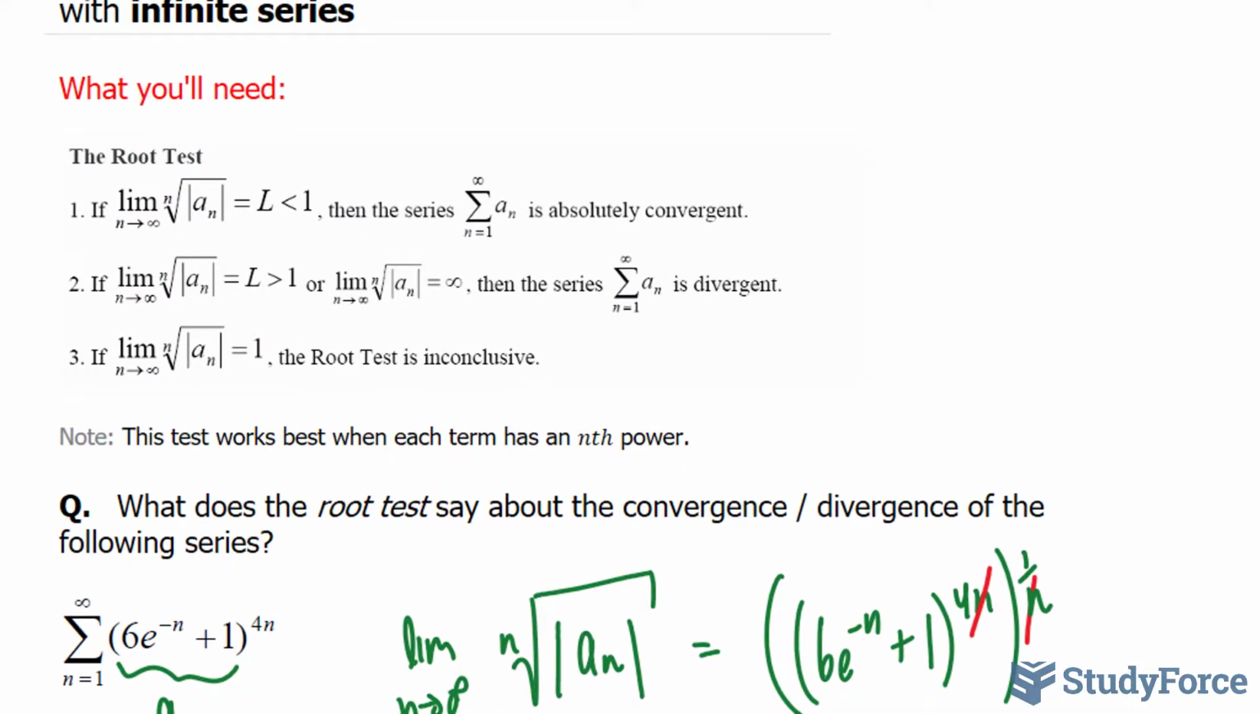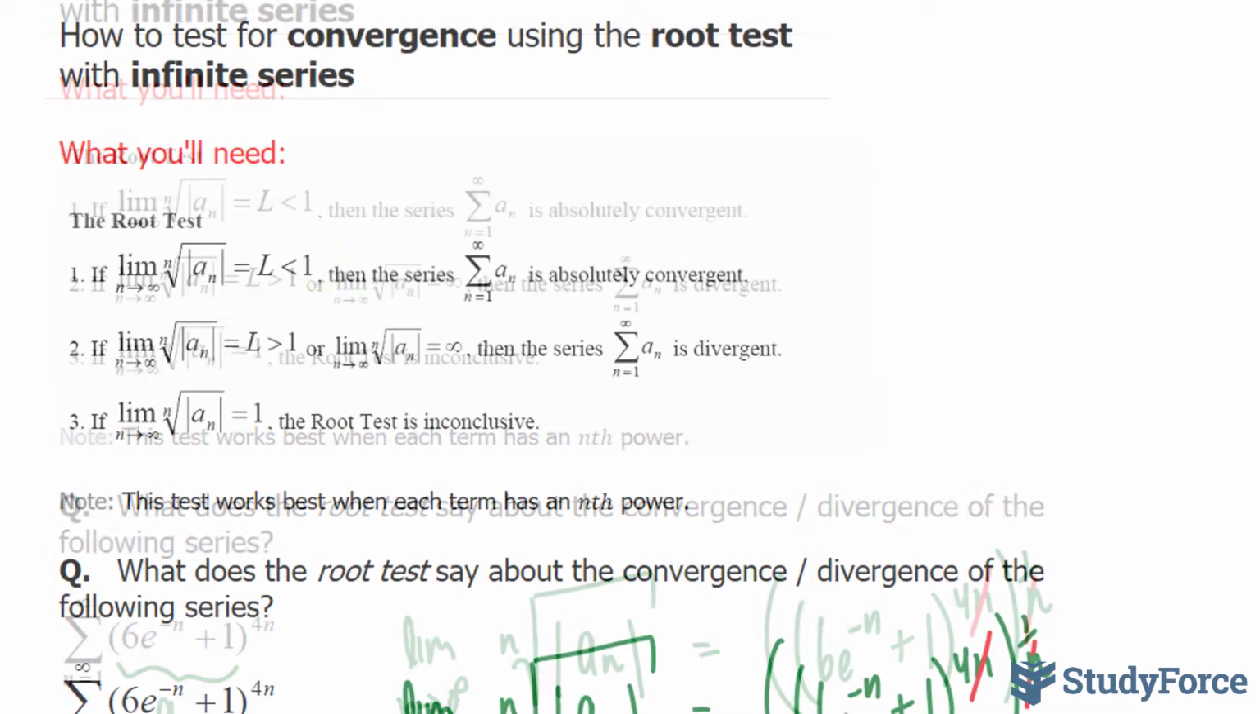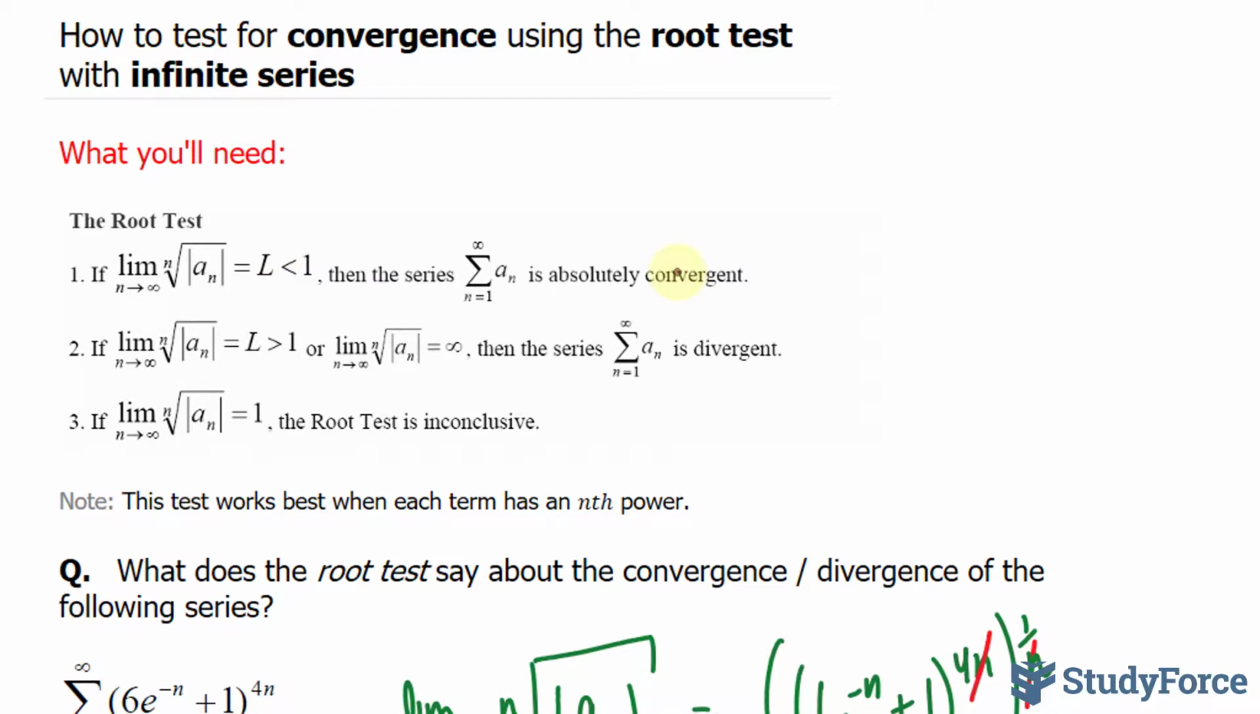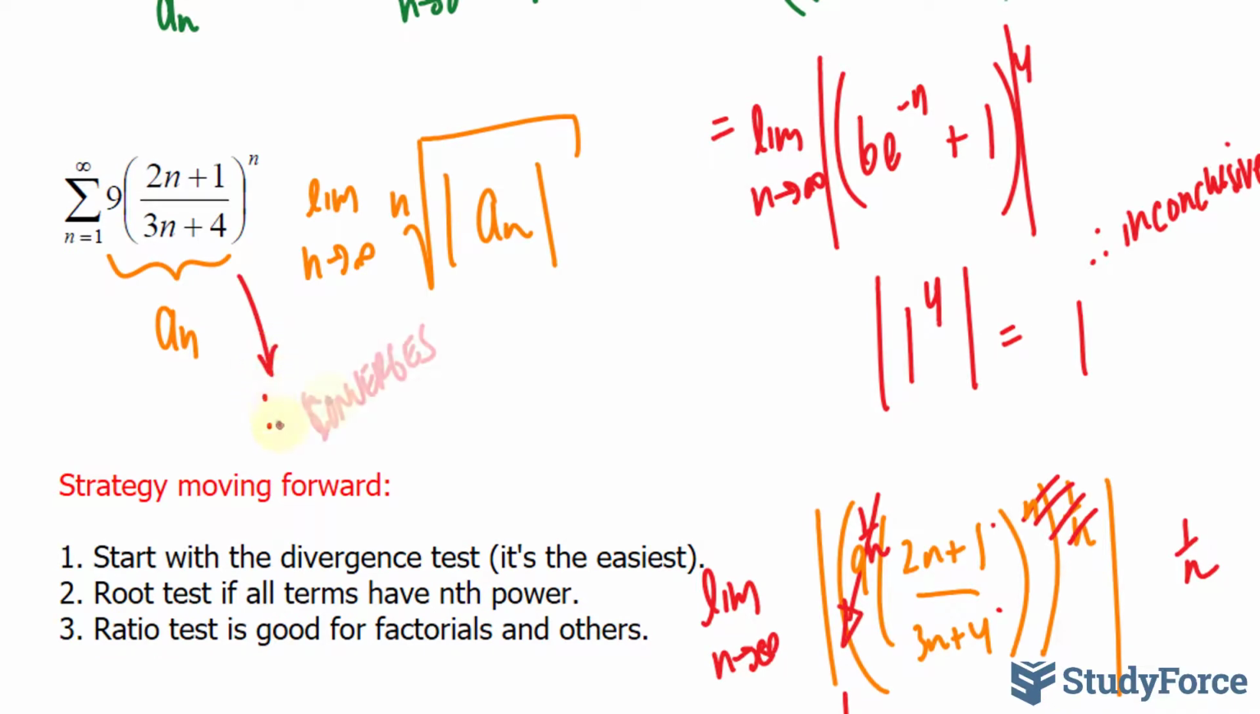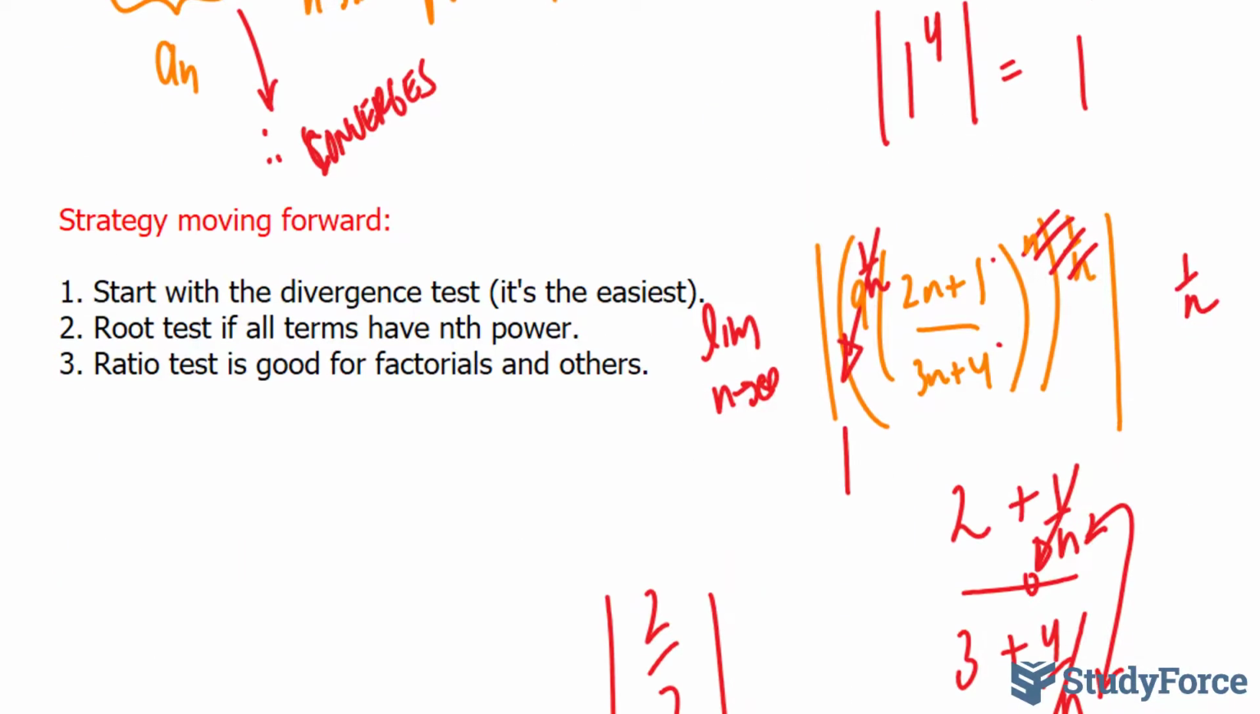Let's take a look. If my limit is less than 1, according to number 1 here, this absolutely converges. Therefore, this series converges.